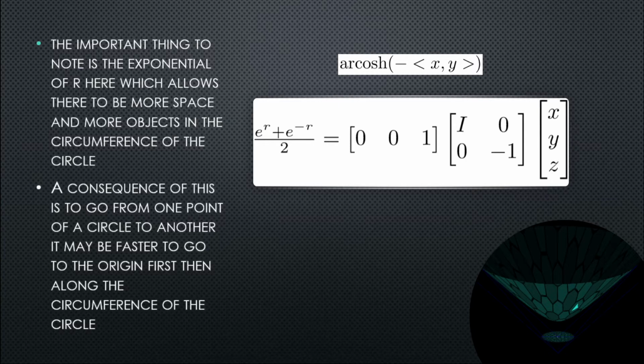This also means that if we want to move from one point on a hyperbolic circle to another point on a hyperbolic circle, it is possibly better to move to the origin and then to our endpoint instead of moving along the actual circle because of how the exponential nature of hyperboloids work.